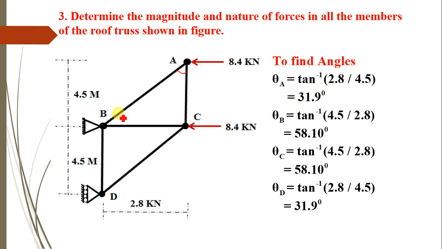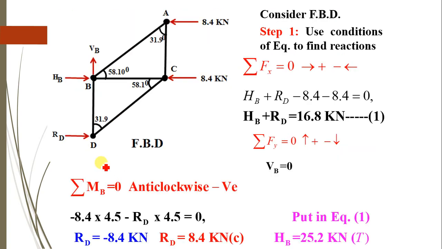Then theta B equals tan inverse of 4.5 by 2.8. Then theta C again tan inverse of 4.5 by 2.8, or we can say these two are the opposite angles, so are same. Then theta D equals again tan inverse of 2.8 by 4.5.